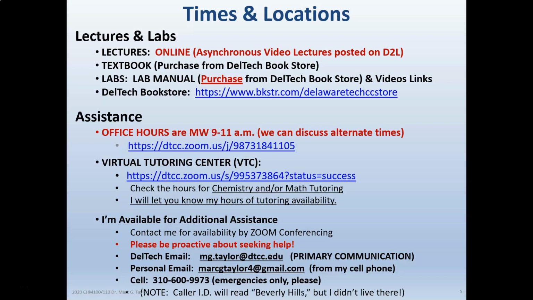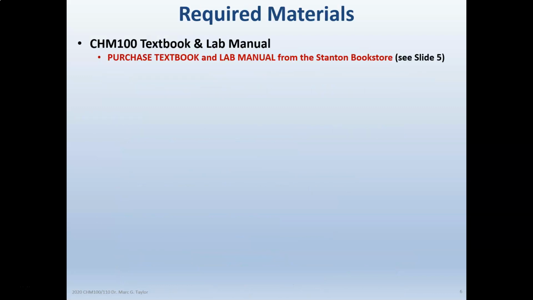I'm also including my cell phone number. Please only use this for emergencies, in times when you know that you won't be able to reach me in time with my email and you need to reach me right away. Also, if I call you from this cell phone, you'll notice it's a Los Angeles area code. I used to live in LA. I did not live in Beverly Hills. I live 5 miles south of there, but caller ID will say Beverly Hills. So please answer the phone if you see me calling.